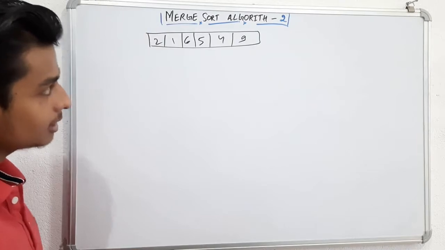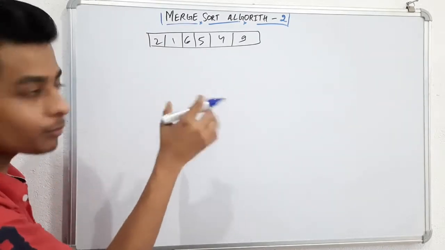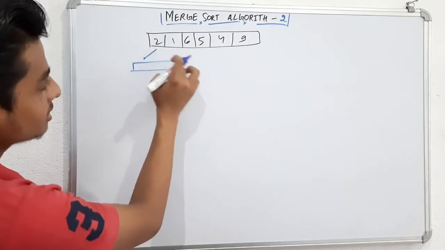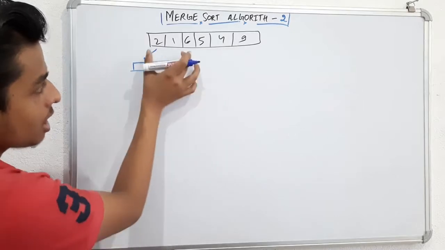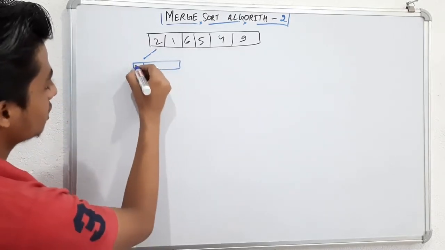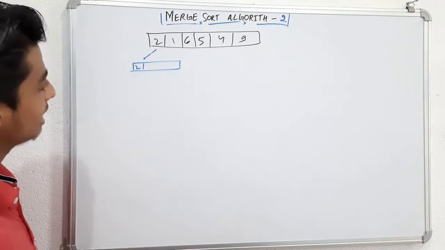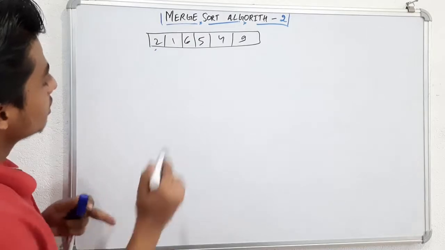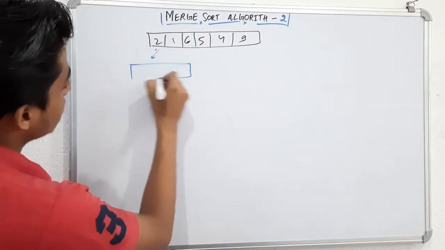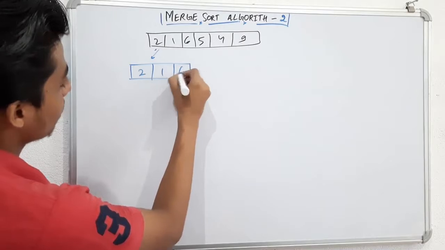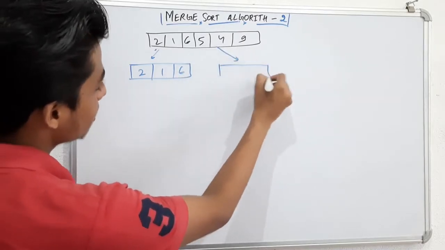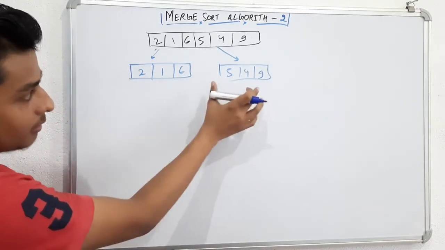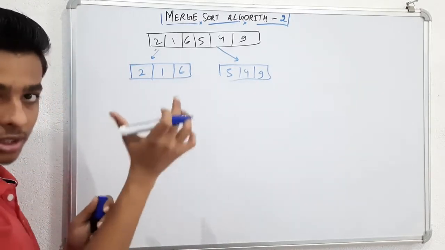Now, what we have to do is first divide this problem into subproblems. Let's say we divide it into two halves. How many elements are there? 1, 2, 3, 4, 5, 6. So we'll take three elements. Let me write it bigger so that it is easier for you to see. So you get 2, 1, 6, and further you get 5, 4 and 9. This is the state after the first call of the function merge sort.